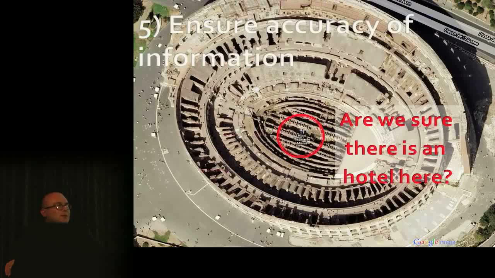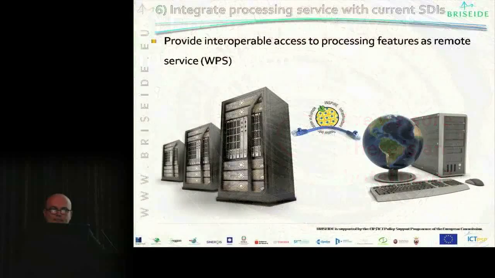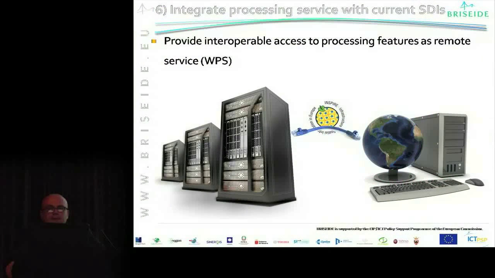Of course, this picture is a bit provocative. None of us will believe that in the middle of the Colosseum there is a hotel or a restaurant. And of course, this information has been provided to Google and no accuracy is required. But to ensure accuracy, we have to be sure that whoever owns the data is also the one who cares about the definition and distribution of the data. And this has to be embedded in a way that those functionalities can also be processed within the actual spatial data infrastructure, providing interoperable access to processing features as remote services. So WPS.